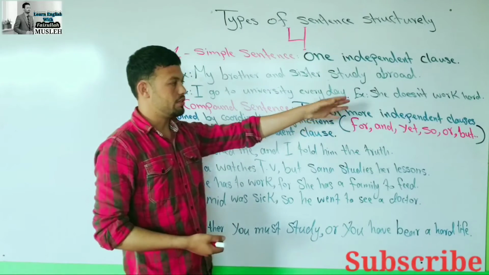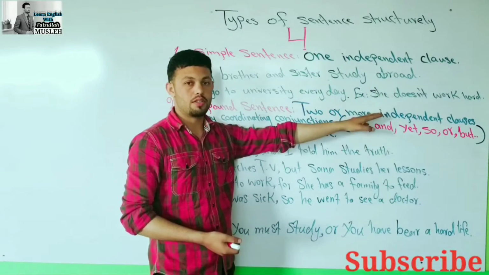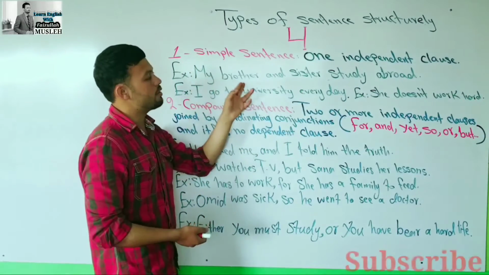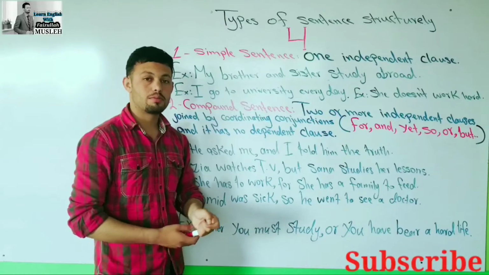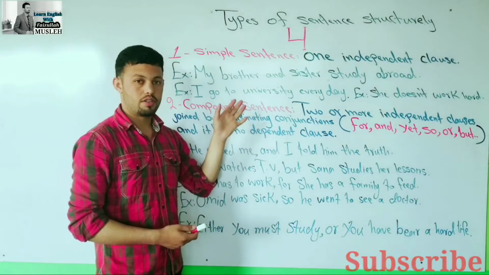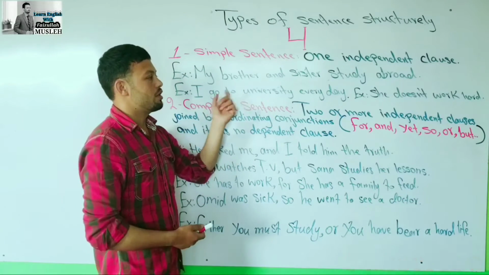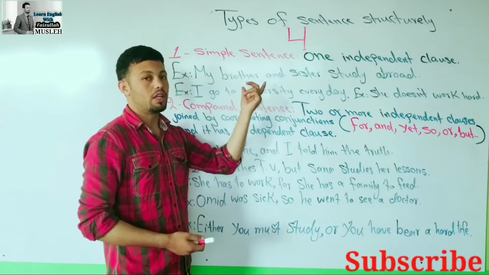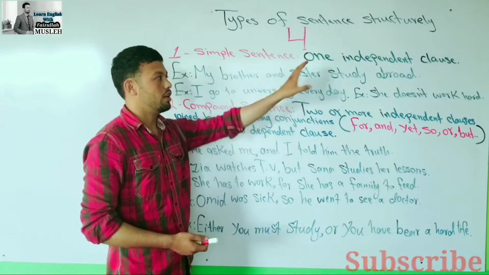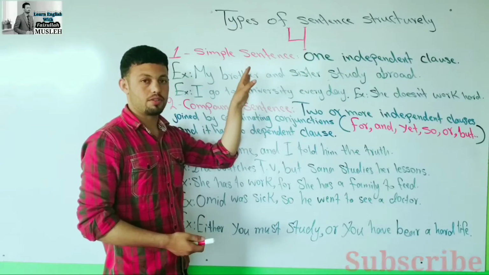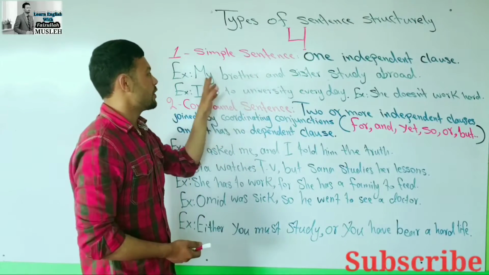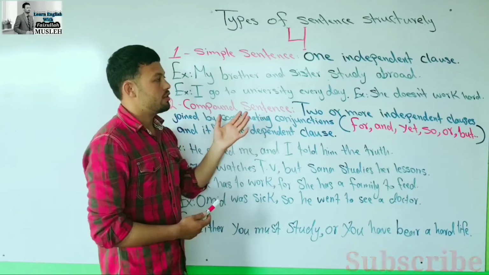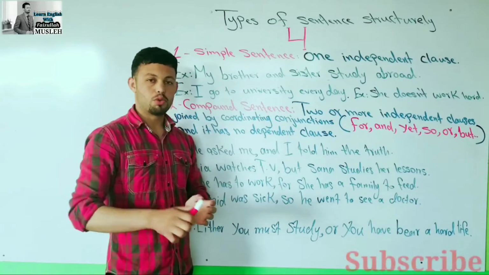It has a subject, verb, and the rest of the sentence, and it has a complete meaning. I go to university every day. Or, she doesn't work hard. This is another example. My brother and sister study abroad. Now, sometimes we can have 2 subjects in a simple sentence, and it's okay. This is another example, and some more examples.